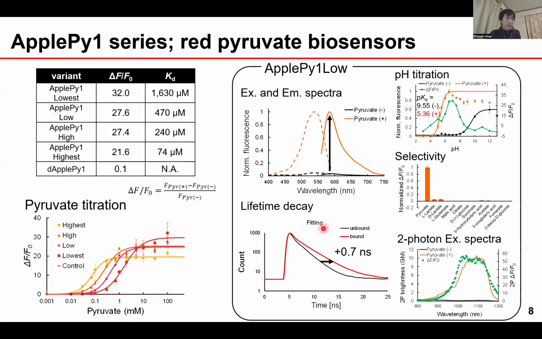Fluorescence intensity is dependent on many factors such as the expression level of the sensor protein, photobleaching, laser power, and so on. But the lifetime is an absolute value independent of the sensor concentration or equipment. Therefore, fluorescence lifetime imaging microscopy, or FLIM, is recently drawing attention as a quantitative imaging method. Although a 0.7 nanosecond lifetime change is not optimal yet, this result demonstrates the potential for quantitative imaging.